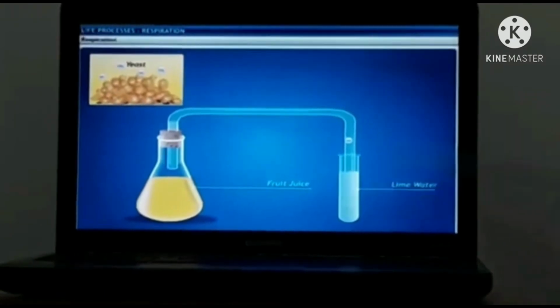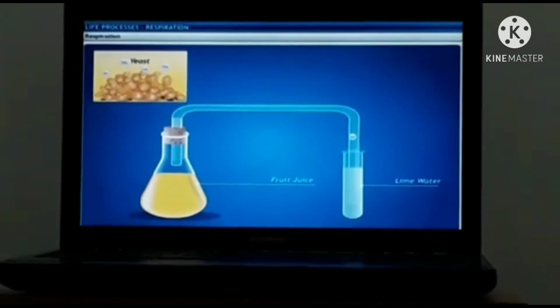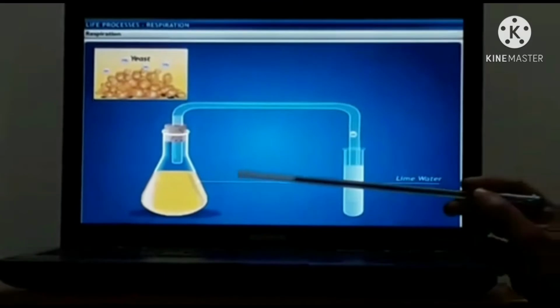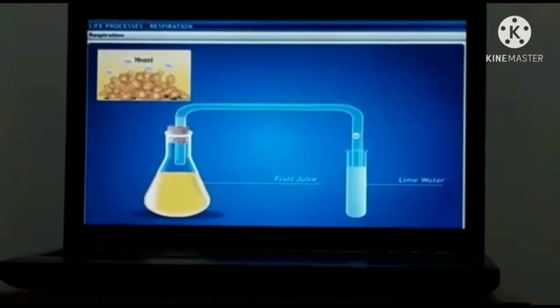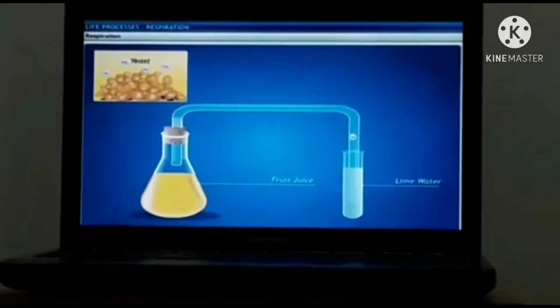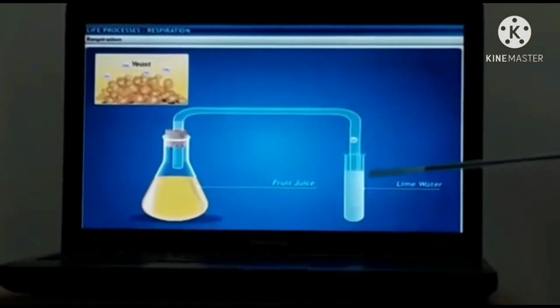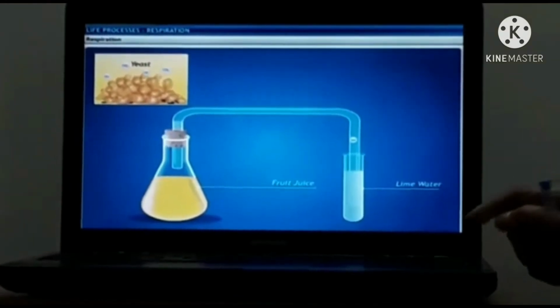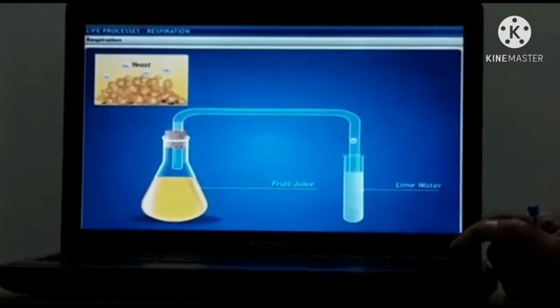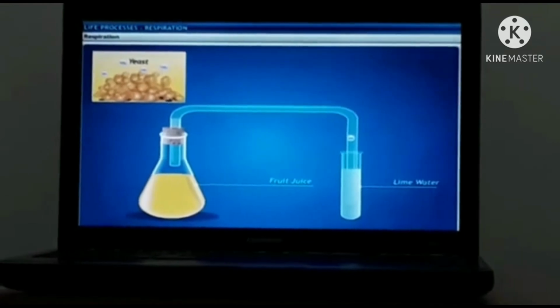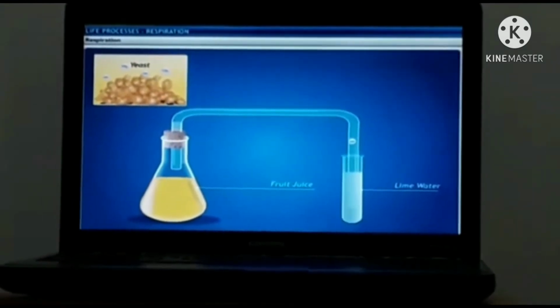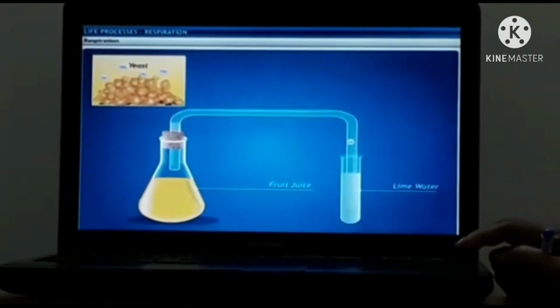After some time, the lime water turns milky. The reason is yeast acts on sugar and forms ethyl alcohol and carbon dioxide. This carbon dioxide is passed through the lime water, which turns the lime water milky. Since this yeast acts on sugar and forms ethyl alcohol, it's also called the fermentation process.